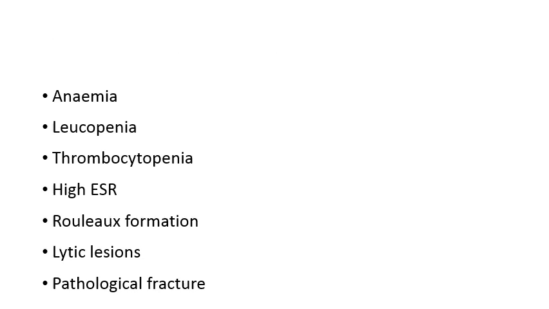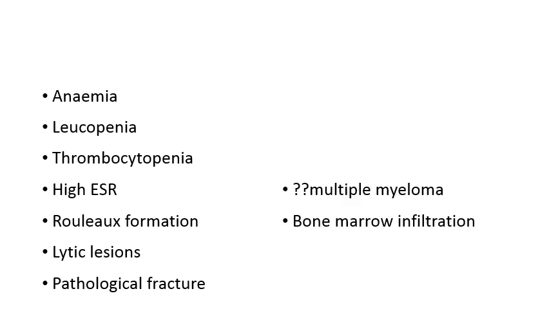So these are the features this patient has got so far: pancytopenia, high ESR, rouleaux formation, lytic lesions and pathological fractures. So the differential diagnosis is whether this is some bone marrow infiltration or whether this is multiple myeloma. Bone marrow infiltration can cause any of these things, but it is unlikely to cause rouleaux formation. But multiple myeloma can cause all these features, which I will explain in my subsequent slides.